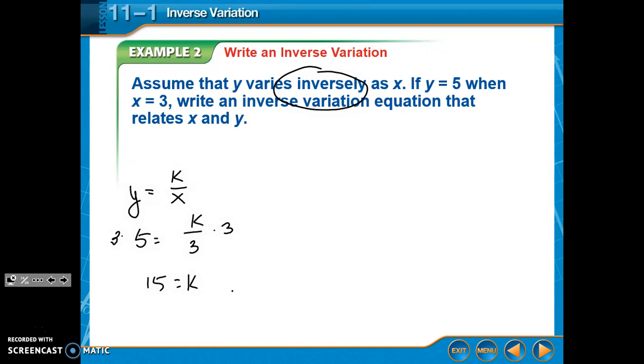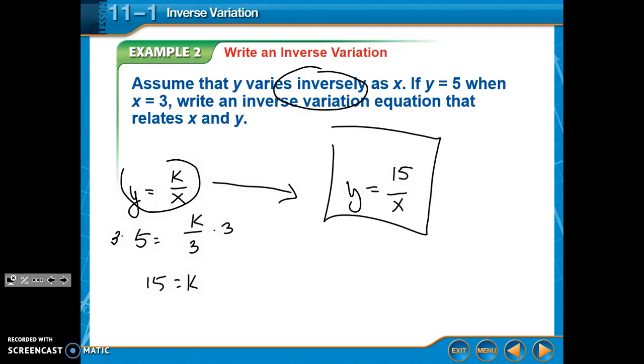Once I have k, I am not done. This is not my solution. The problem says write an equation that relates x and y, which means I have to have x and y. So I want to use this, just filling in what my k is. So I want to say y equals 15 over x, and now that is my final solution.